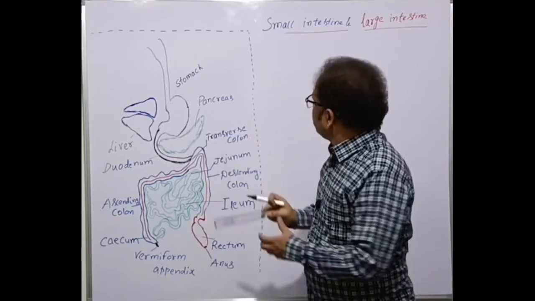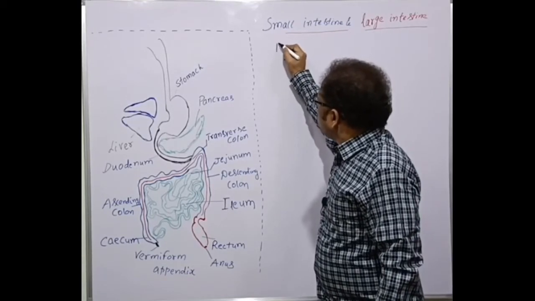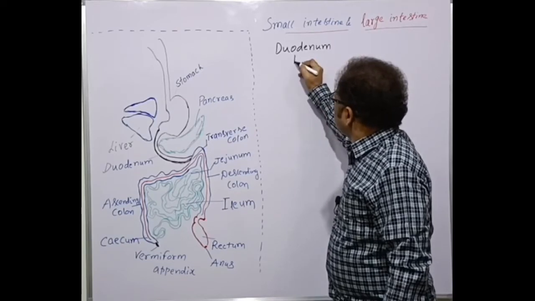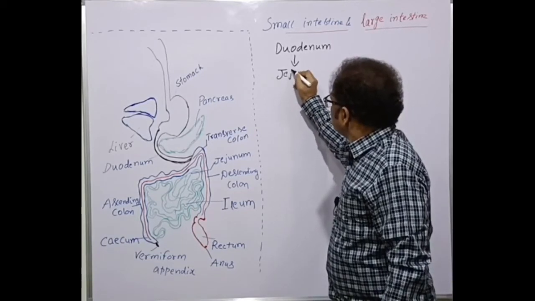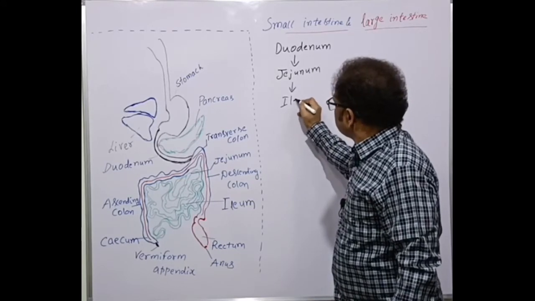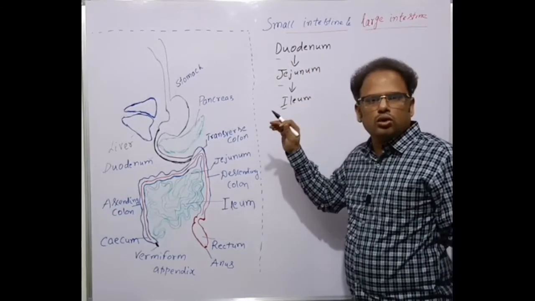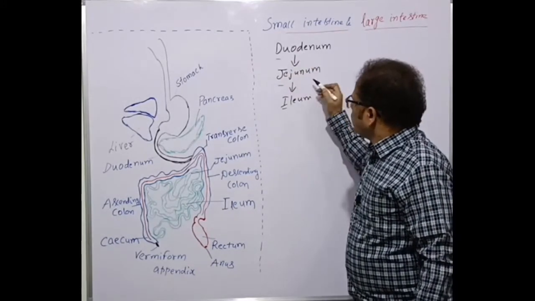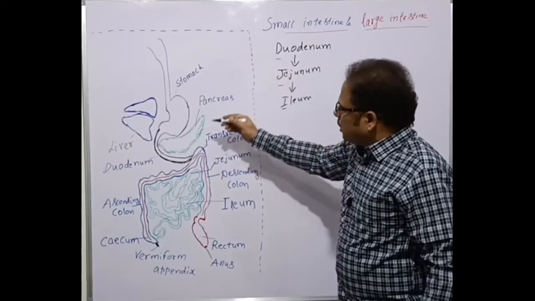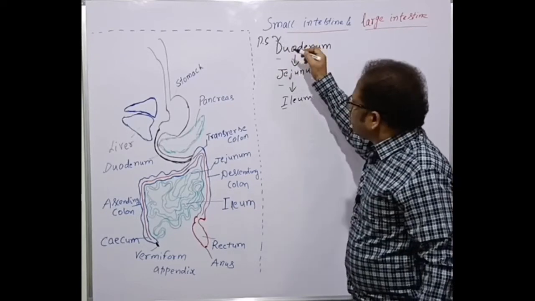So the small intestine consists of three major parts: duodenum, jejunum and ileum. The three parts, DJI. That's a code to remember: duodenum followed by jejunum followed by ileum. Here the pyloric stomach, I'm writing here, extends into the duodenum.